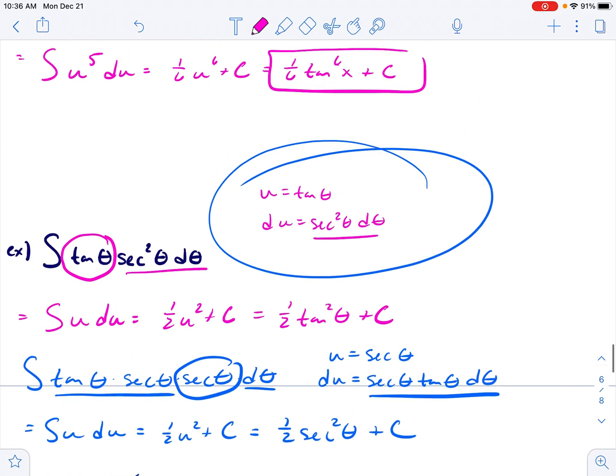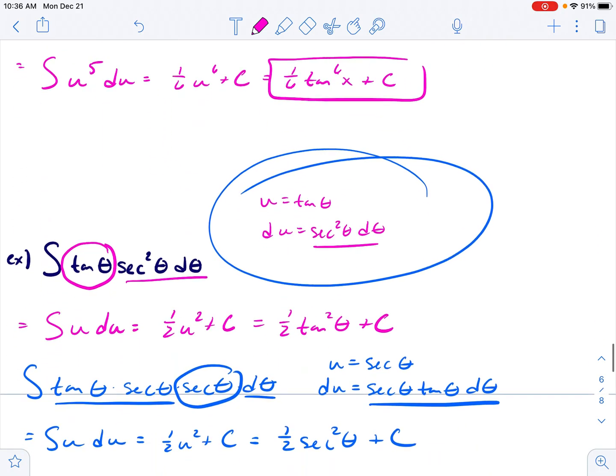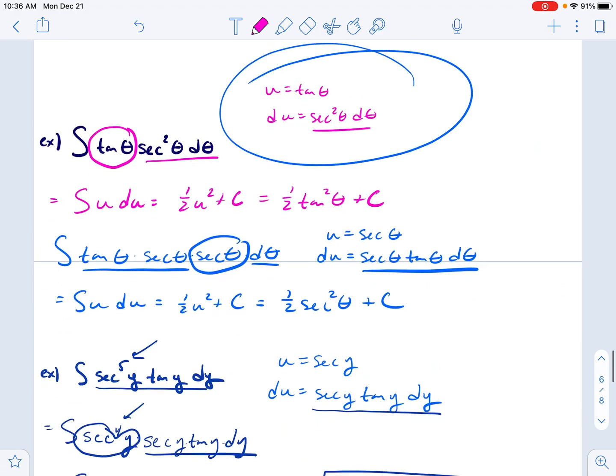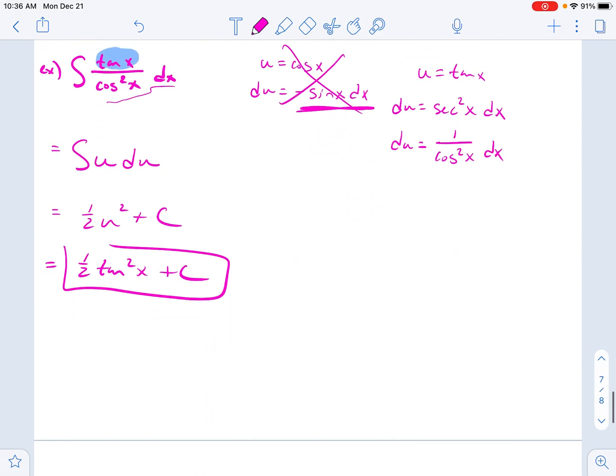By the way, this is actually the same exact problem as this one right here. Tan times secant squared, the one we did 2 problems ago.